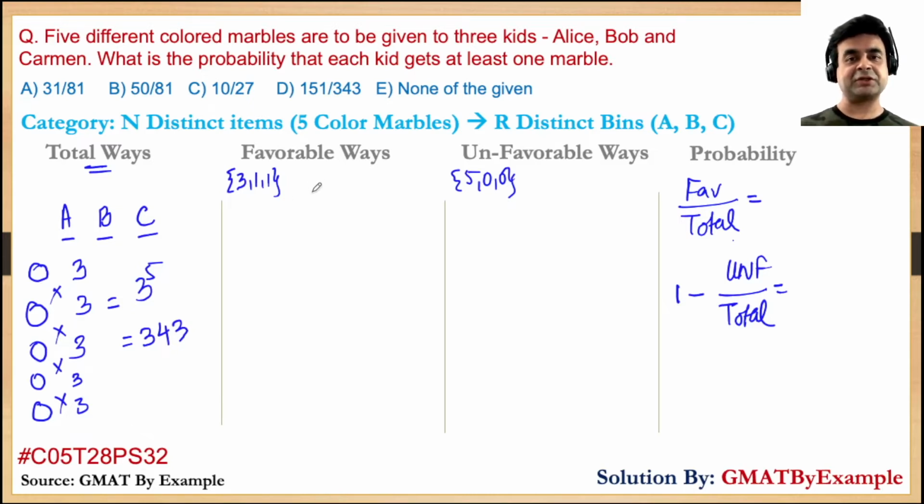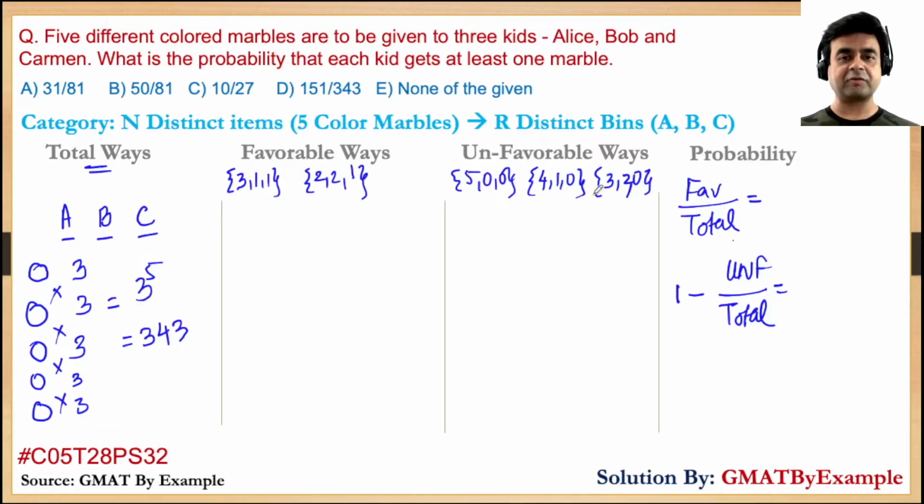Let's jot down the rest of the favorable and unfavorable ways. So I have written down all the favorable and unfavorable possibilities, but not all the possible arrangements between them. We will take care of the arrangements in our solution. So the first is 3-1-1.